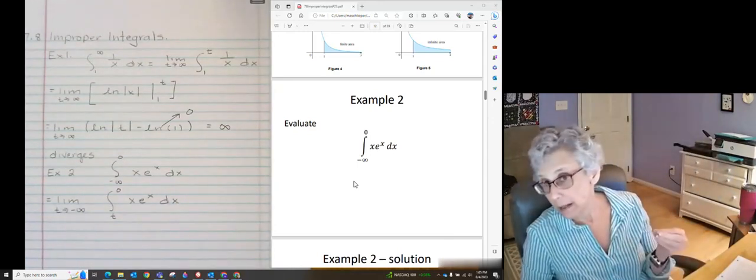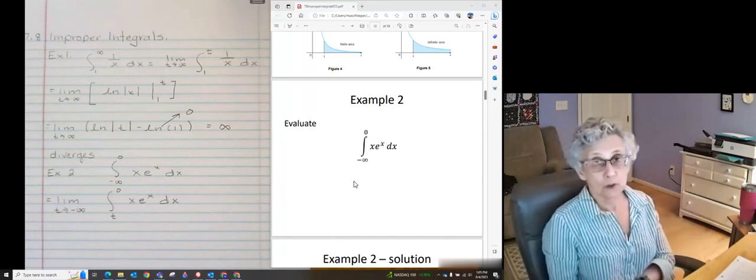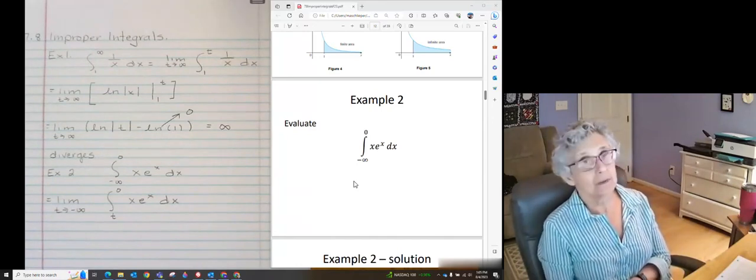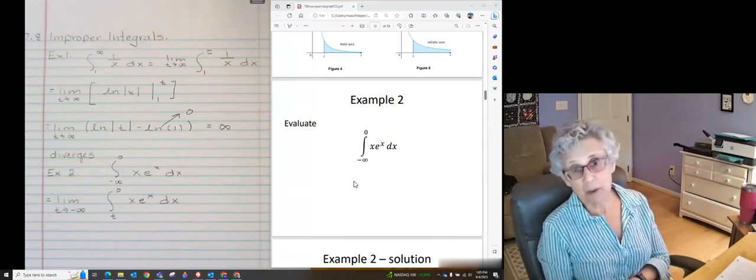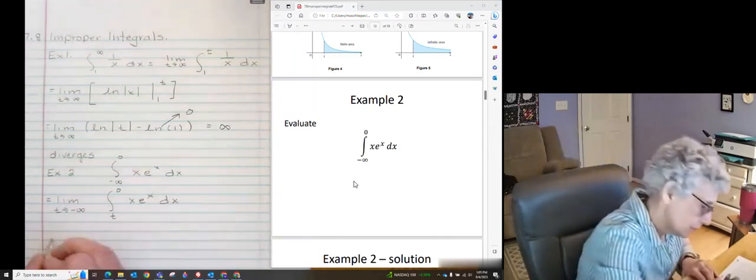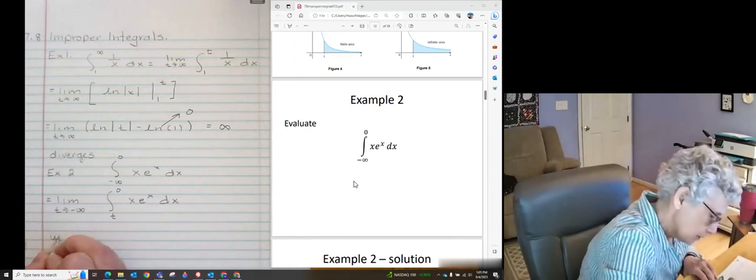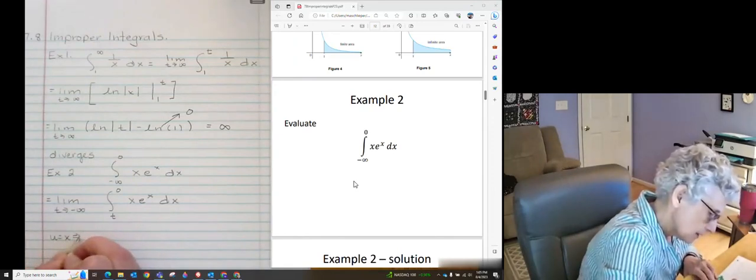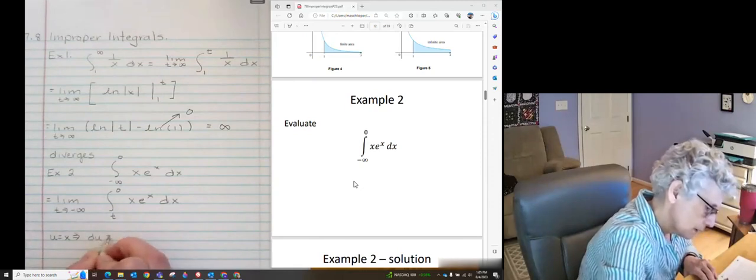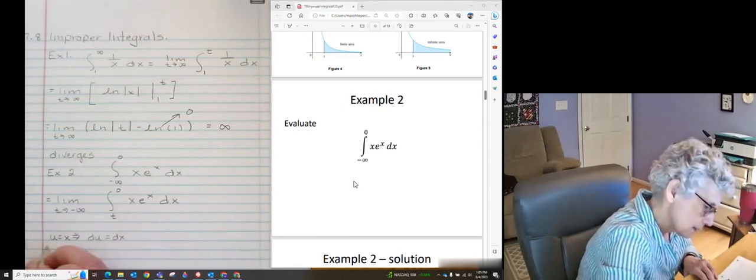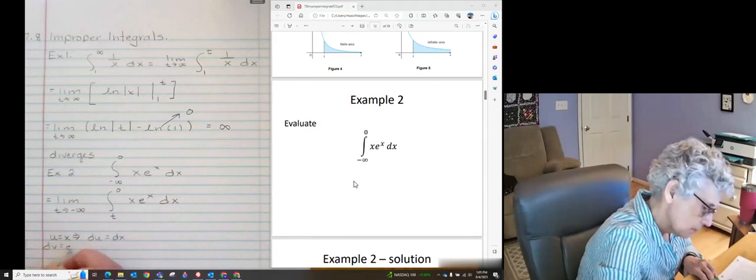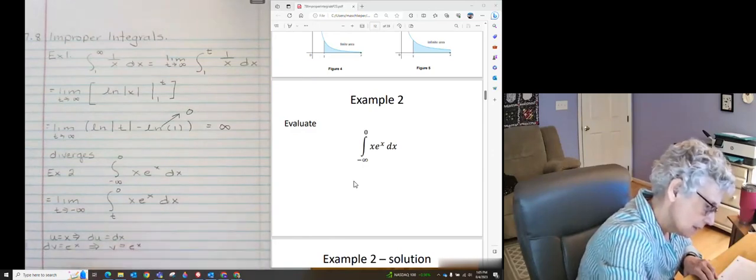Now we've been practicing all these different integration techniques. One of them was integration by parts, which is exactly what we need for this. So we let u be equal to x, then du is dx. We let dv be equal to e to the x, so v is e to the x.